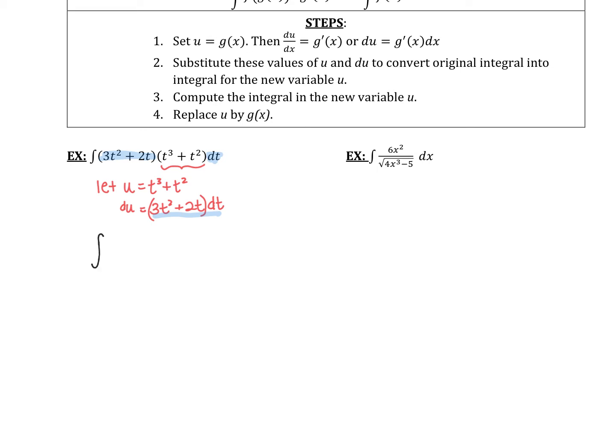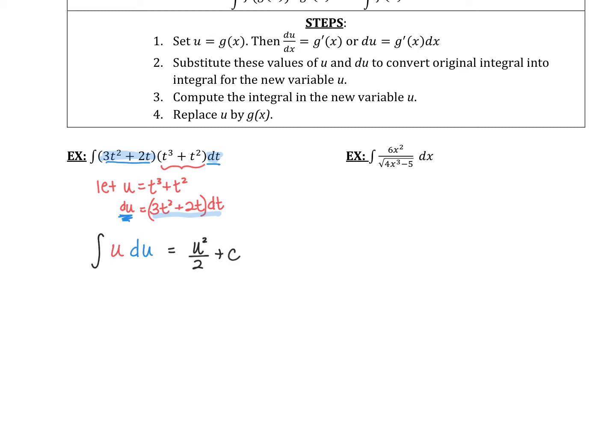And we know that we let t cubed plus t squared be u. So I've got the integral of u. And I know that 3t squared plus 2t dt is equivalent to du, this piece right here. So really what I'm doing is I'm taking the integral of u du. Well, that's pretty easy to integrate. I can use the power rule here, which would give me u squared over 2 plus c.